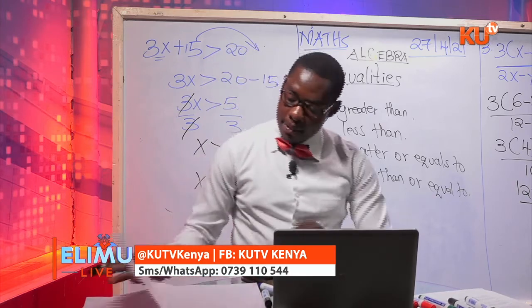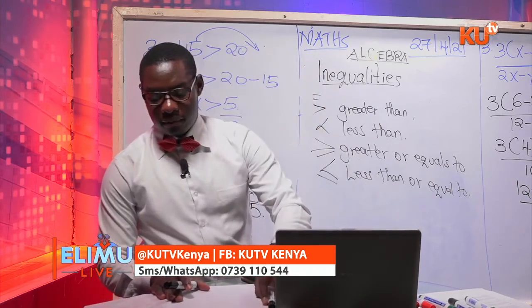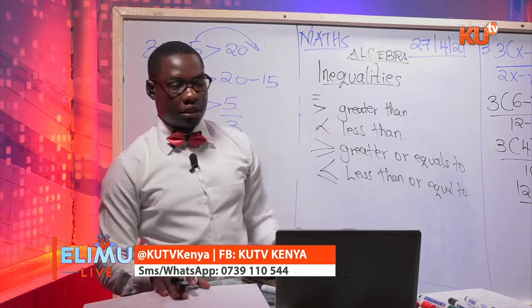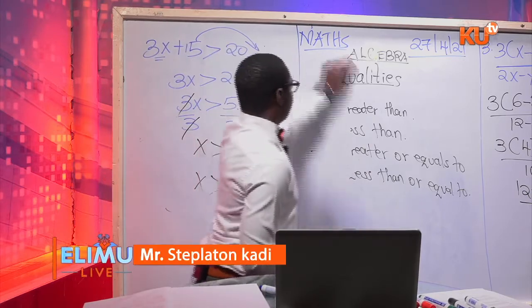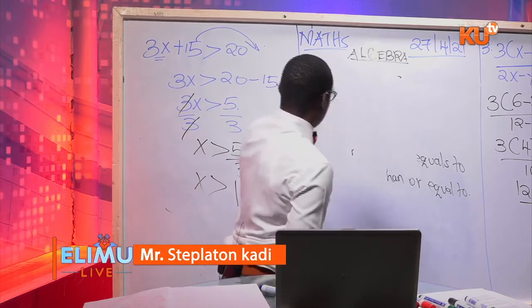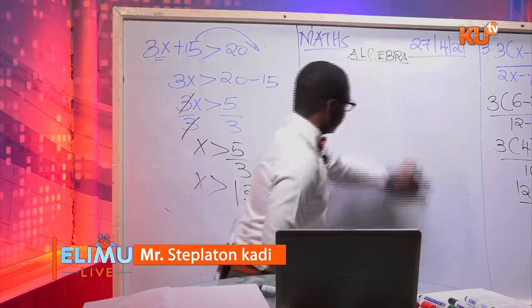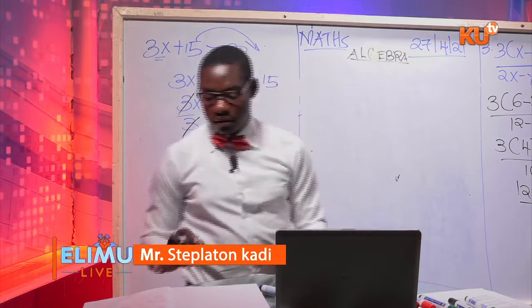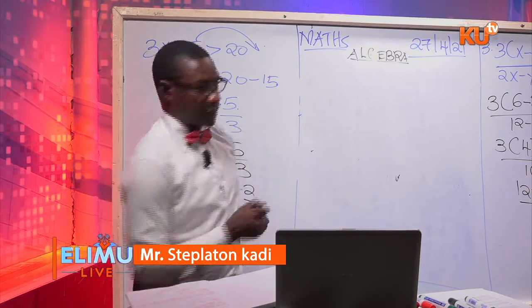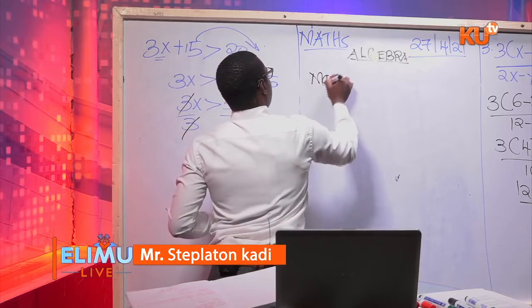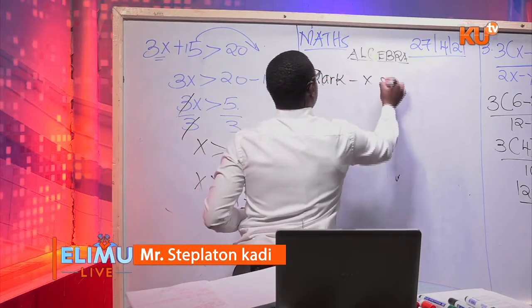To look at one, Mark, Mike, and Ben shared sweets. So we are looking at formation of equations. Mark, Mike, and Ben shared sweets. Mark got x sweets.